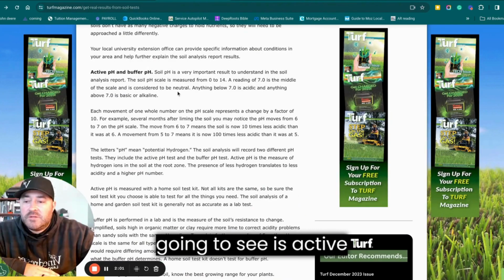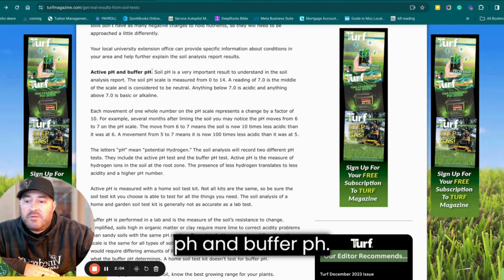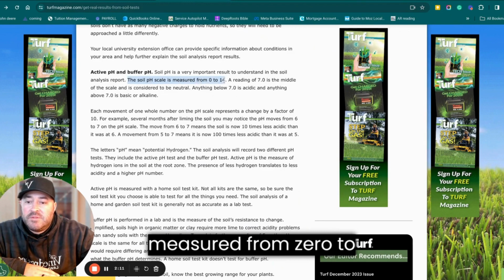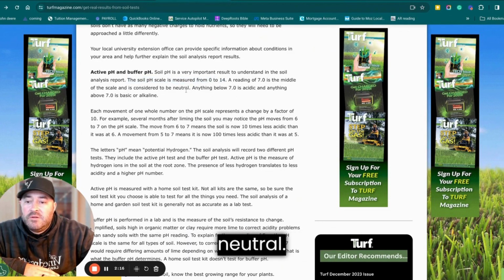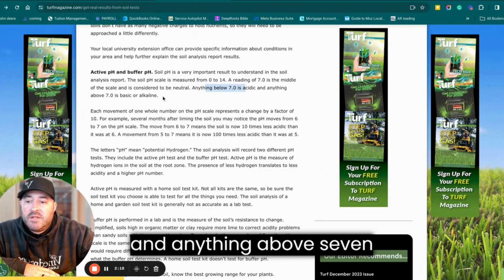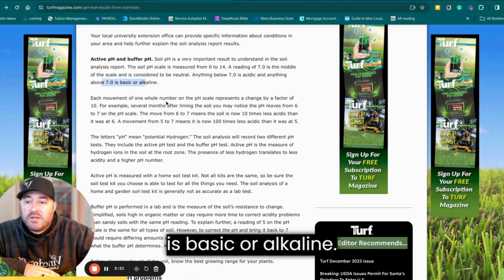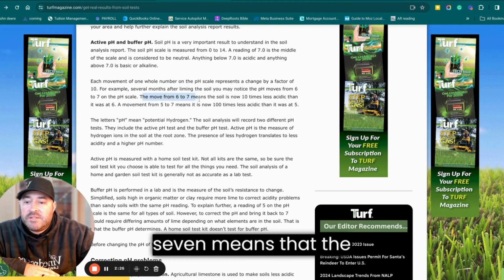The next thing you're going to see is active pH and buffer pH. Soil pH is a very important result to understanding the soil analysis report. The soil pH scale is measured from 0 to 14. A reading of 7 is in the middle of the scale and is considered to be neutral. Anything below 7 is acidic, and anything above 7 is basic or alkaline. The move from 6 to 7 means that the soil is now 10 times less acidic than it was at 6. A movement from 5 to 7 means it is now 100 times less acidic than it was at 5. The letters pH mean potential hydrogen.